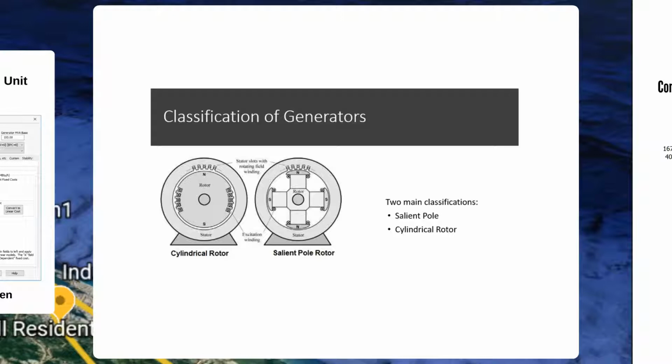Generators are classified based on the rotor component. There are 2 main types of generator classification: cylindrical rotor and salient pole rotor. Cylindrical rotor type consists of 1 set of poles, cylindrical in shape, and operates at speeds of 1,500 to 3,500 RPM, while salient rotor type consists of multiple poles and rotates at lower speeds of 100 to 1,500 RPM.